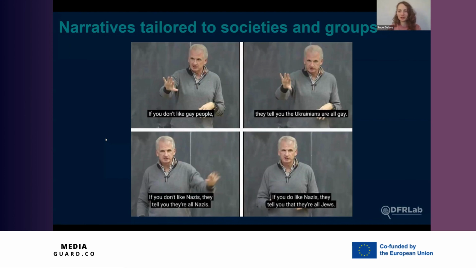And this is a very good screenshot and example. On this one screenshot from Timothy Snyder, a very famous historian, we see at least 3 narratives here. If there is a conservative, traditional society against LGBTQI rights, then they might say that the Ukrainians are all gay and this is why we need to invade. If you don't like Nazis, they will tell you that Ukrainians are Nazis. If you like Nazis, then they will say that they are Jews. So at some point, these are contradictory messages, right?